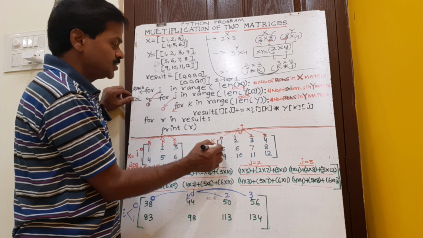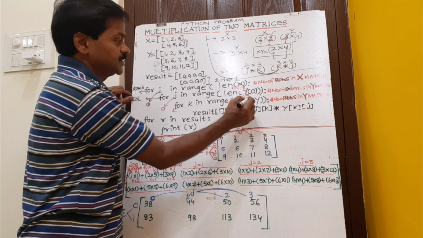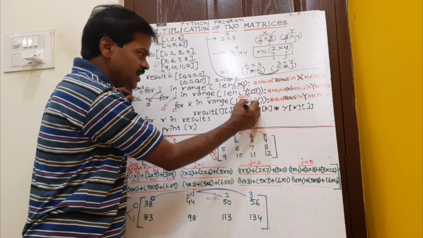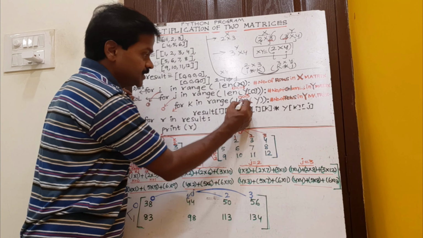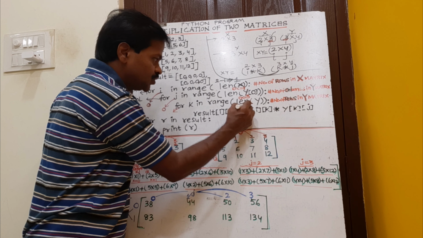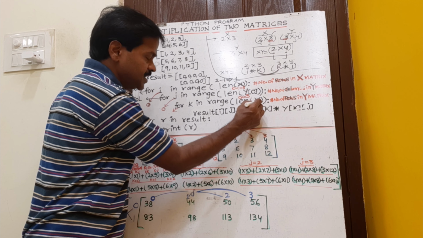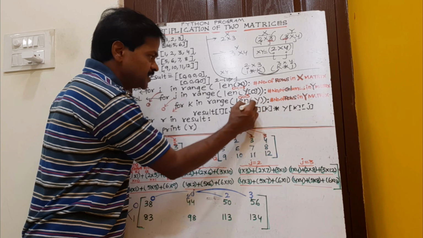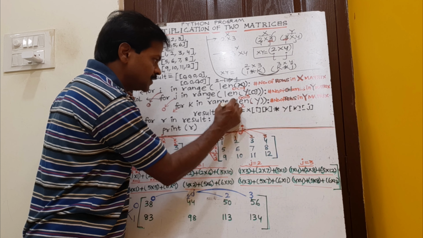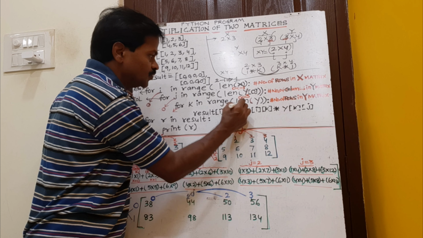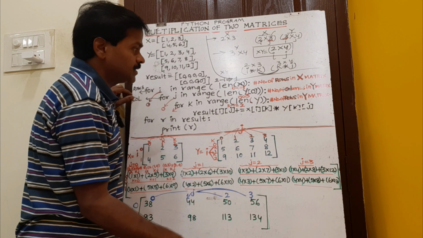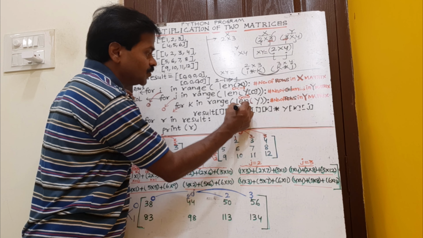Here 1, 2, 3, 3 rows are there. Condition: minus 1. 3 minus 1, 2. Here I will take 2. 3 minus 1, 2. 3 rows are there. It represents rows of the Y matrix. How many rows? 3. 3 minus 1 is 2. Okay, so here our rows are 2.